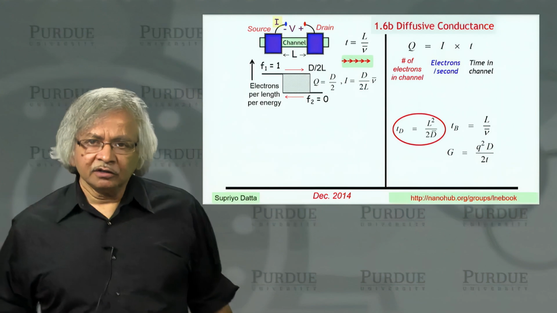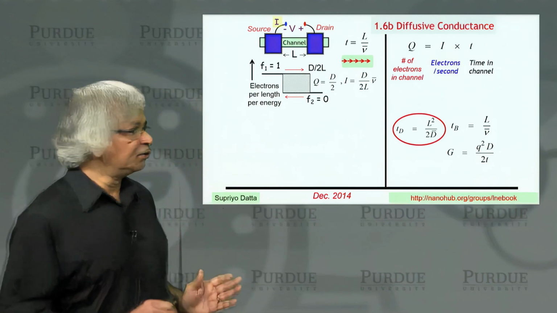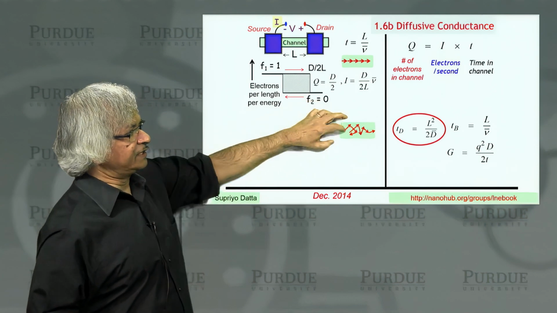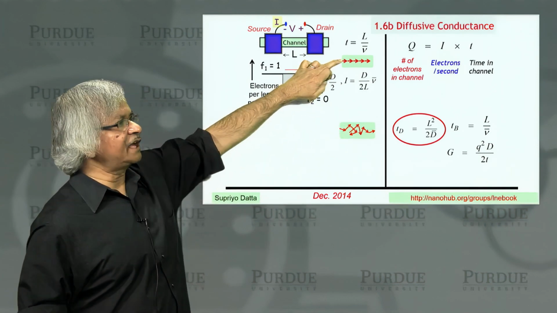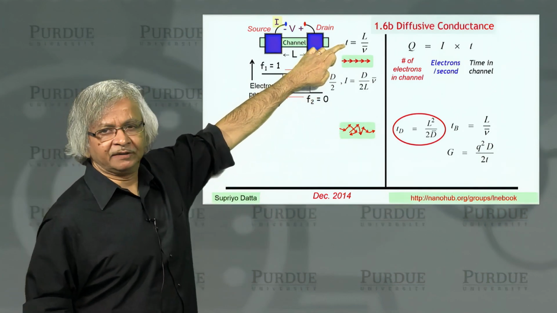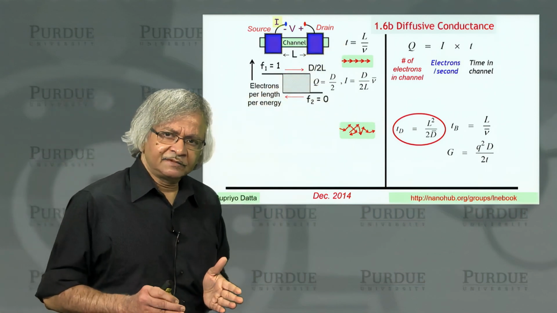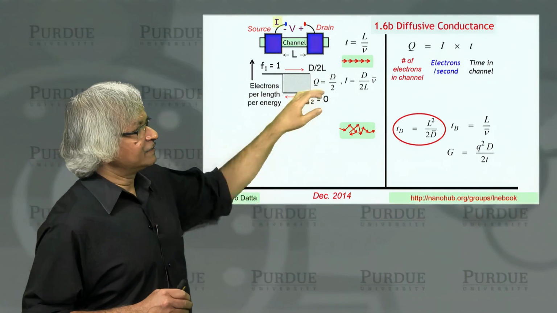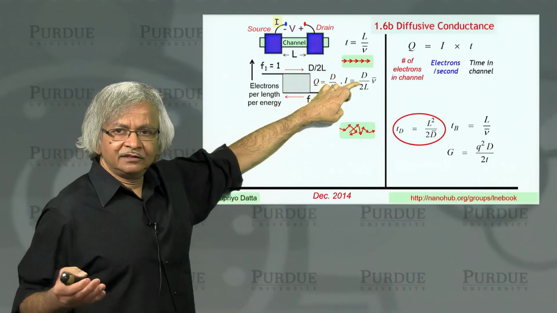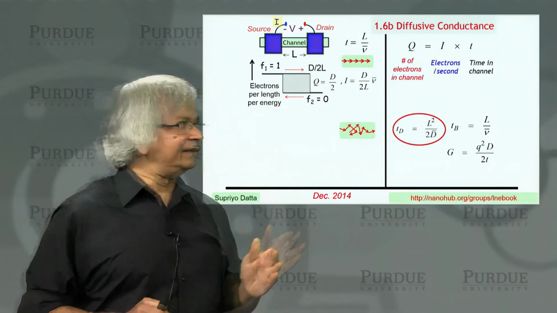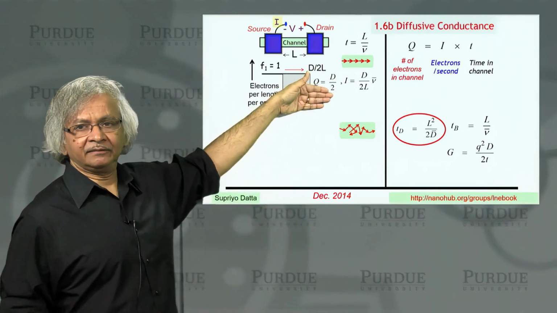Now let's go on to diffusive transport. What we'll do in this case is, we'll use the relation in reverse. You see, for ballistic transport, it was easy to write down the time. For diffusive transport, it's not quite so easy. So instead, we'll try to write the current using a standard diffusion equation, and then try to deduce the time from there.